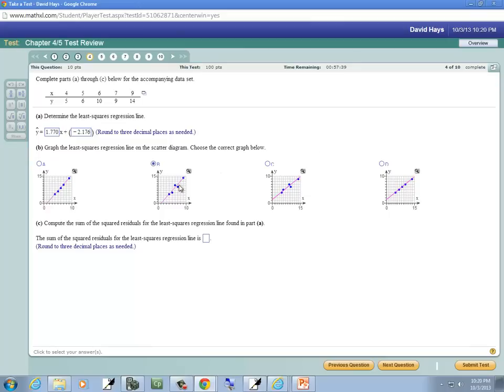Part B. Compute the sum of the squared residuals for least squares regression line found in part A. The sum of the squared residuals for least squares regression line is, then they ask you to tell that. What's the easiest way to do this? These are kind of tedious problems. I'll use the calculator to do it, I guess.